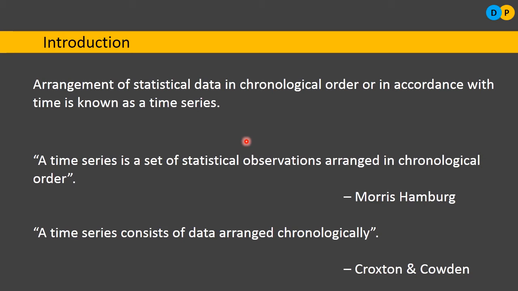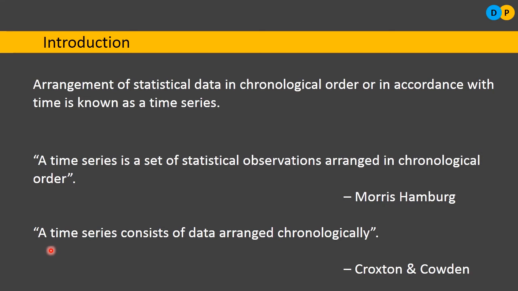But researchers and well-known persons in the field of statistics have come up with a beautiful definition. So let us go to the first definition here. A time series is a set of statistical observations arranged in chronological order. This is the definition put forward by Maurice Hamburg. What he says is that a time series is a set of statistical observations. As I said, we will be observing certain data, past data, and these data will be arranged in chronological order. So this is the first definition we need to study: a time series is a set of statistical observations arranged in chronological order.